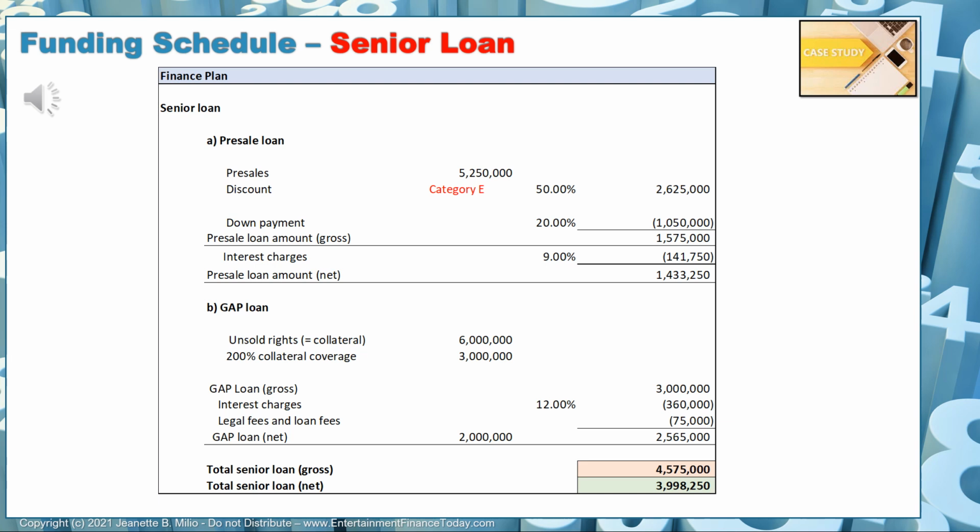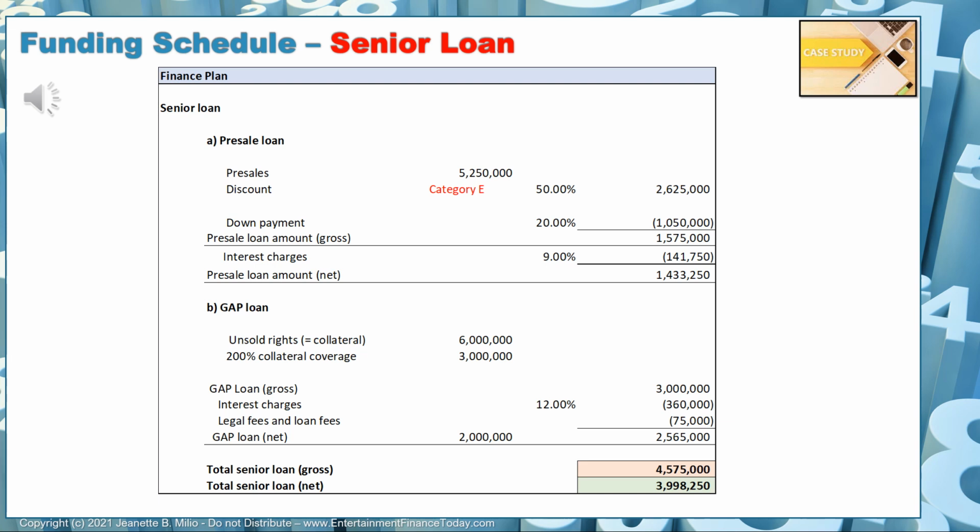So now we're going to look at the unsold rights. In this case, the unsold rights were $6 million, because remember we had an estimate of 11 million and some change. We have the pre-sales of 5 million and some change, so we have about $6 million left in rights that we can still sell. And here the bank says, this has value to me, and I value this at 50% of whatever the unsold rights amount is, which in our case is 50% of $6 million, and that is $3 million.